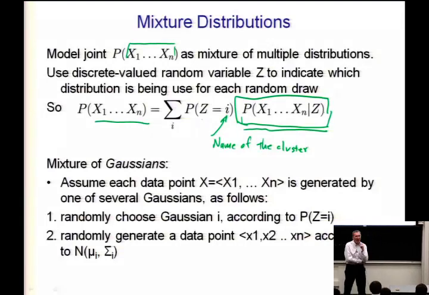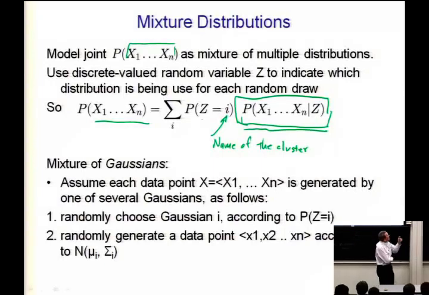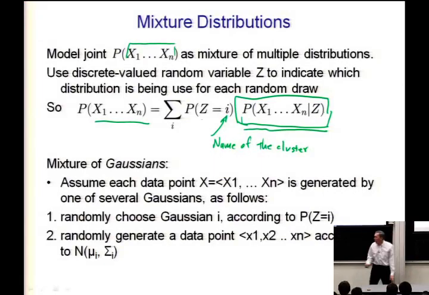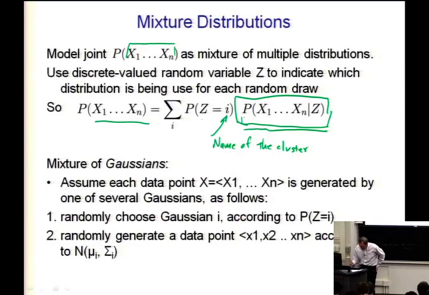All right. So mixture of Gaussians is simply a mixture distribution where we say, okay, this thing is going to be a Gaussian.